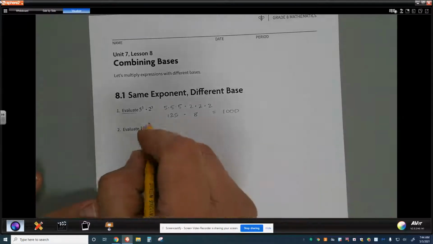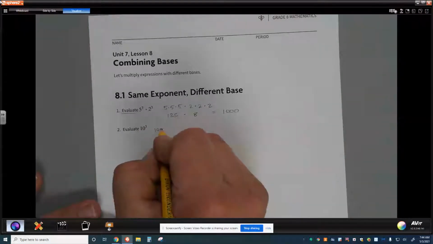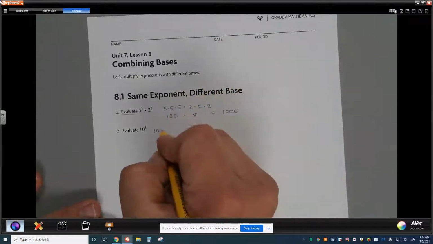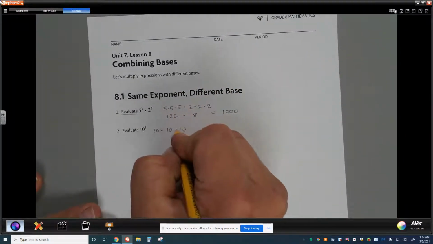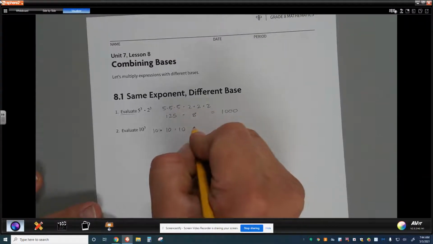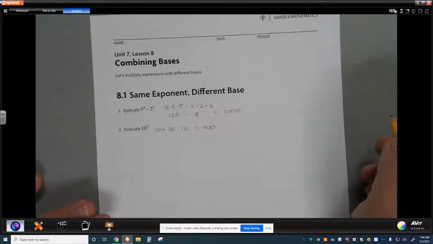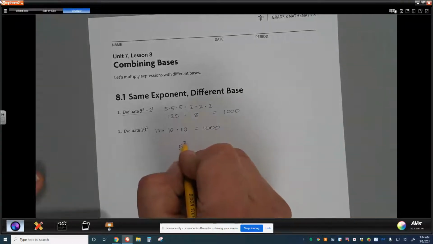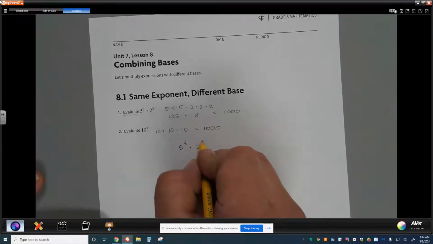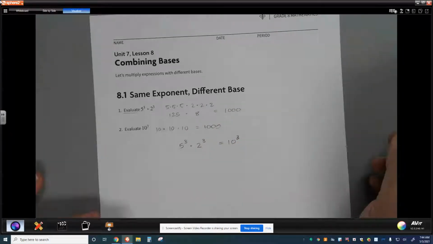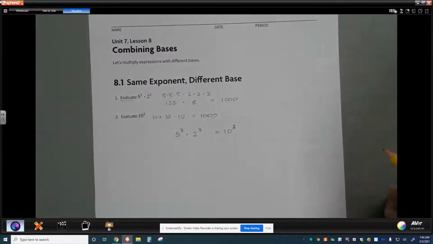When we evaluate 10 to the third power, remember that 10 to the third power is 10 times 10 times 10, which we know 10 times 10 is 100. 100 times 10 is also 1,000. And so what we see with this is that 5 to the third power times 2 to the third power is equal to 10 to the third power. And so the question is, how does this work?